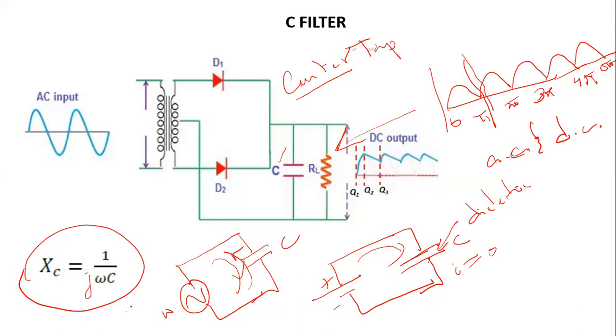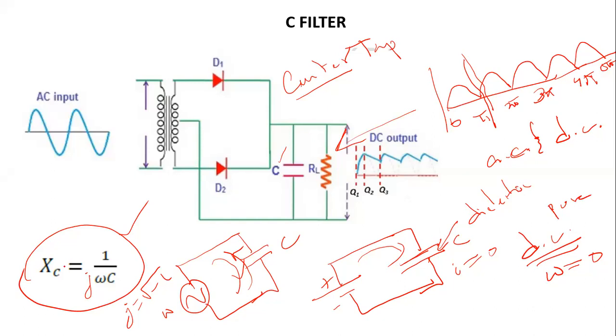So j is the complex number, minus square root of minus 1. This is the impedance offered by a capacitor to the flow of an AC component. Omega is the angular frequency. In the case of a DC signal, the frequency is 0 because this is a flat line. In the case of pure DC, the frequency is 0, omega is 0.